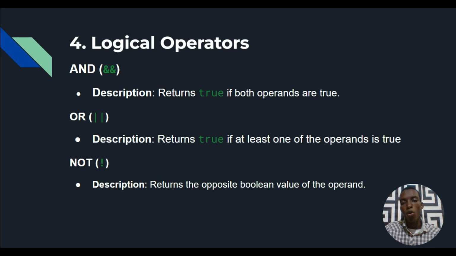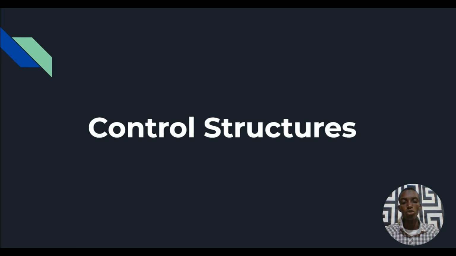If I'm saying or, it means if A is 10 and B is 20, one of them is still going to run. Why? Because the or returns true if at least one of the operands is true. Now the not, remember I said the exclamation mark stands for not. It returns the opposite boolean value of the operand. So next we'll be looking into control structures.